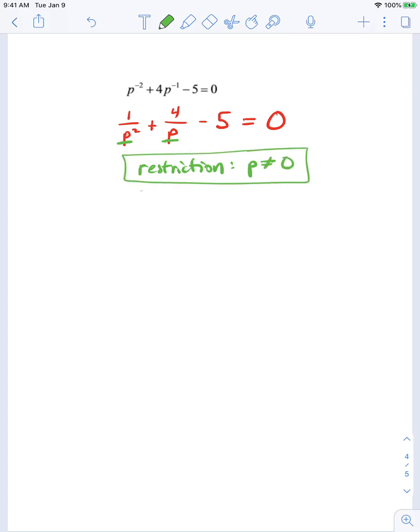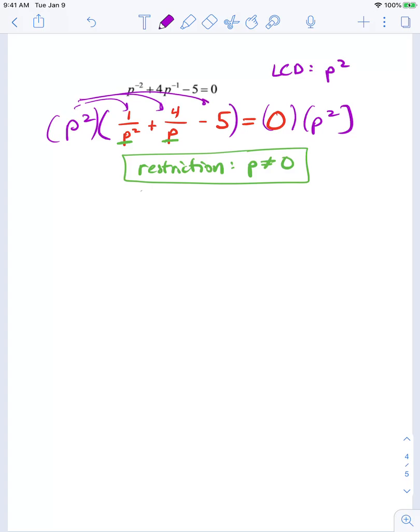All right, so clear the fractions using the LCD method. So my LCD is going to be p squared, and I'm going to multiply everything on the left by p squared and everything on the right by p squared. Distribute to each term. P squared times 1 over p squared is just 1. P squared times 4 over p is going to be 4p. P squared times 5 is minus 5p squared equals 0.